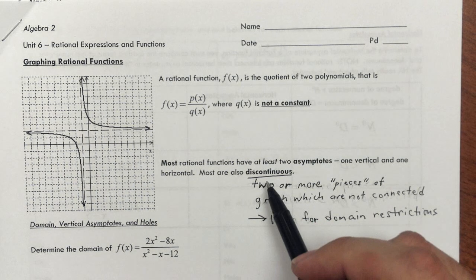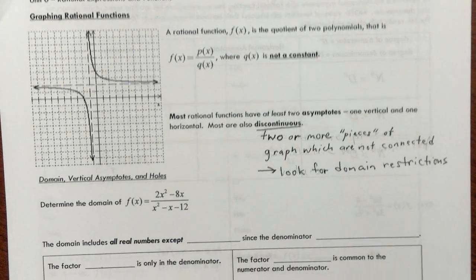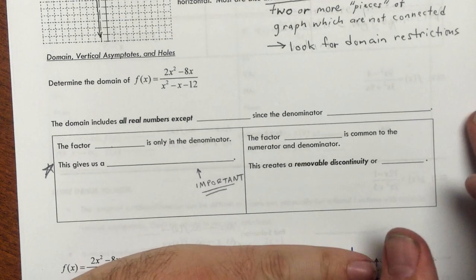How do I figure out if something is discontinuous? Well, I'm going to look at domain restrictions. So if I'm trying to understand how to graph these, that's really the first thing I need to figure out. I need to look at domain, range, and asymptotes. So let's go ahead and dive into that. So first off, domain, vertical asymptotes, and holes.